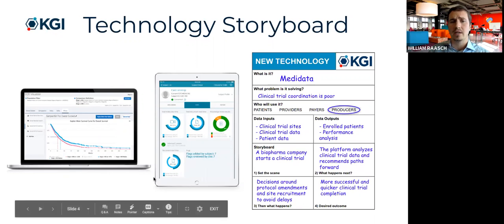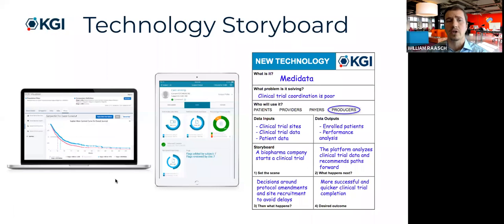Any questions about that? So it's basically a coordination app that helps all the different stakeholders of a clinical trial talk to each other, see the same data, so that they can make the right decisions at the right time.